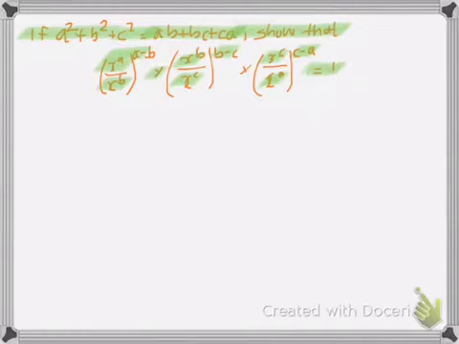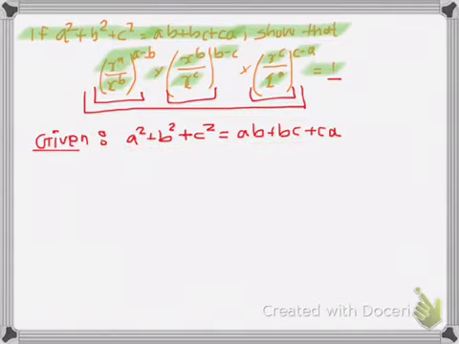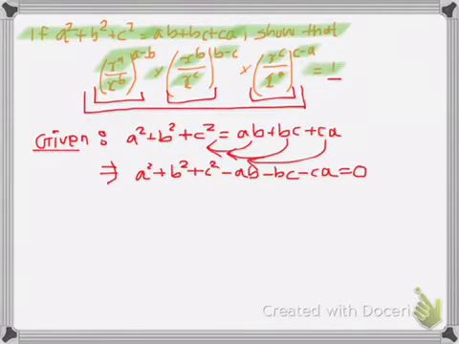So what we have to show is that the product of these three expressions should equal 1. So let us at first take the given information. We can modify this given information by bringing these three expressions on the right hand side to the left hand side and just changing the sign. So we can write a squared plus b squared plus c squared minus ab minus bc minus ca equals 0. We've just slightly modified the given information. Now let us jump right into the question.